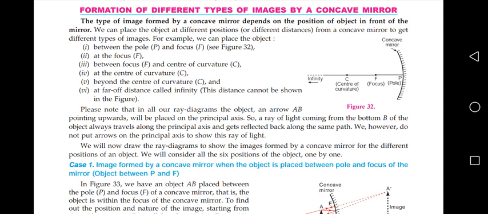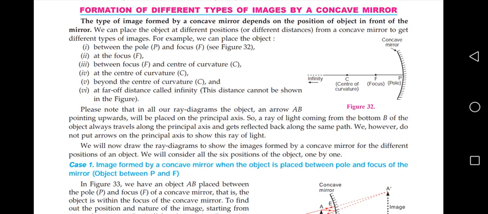Here, the different places where the object can be placed are: first, it can be placed between pole and focus, that is P and F. It can be placed at focus, that is F. It can be placed between focus and center of curvature, that is between F and C. It can also be placed at C, the center of curvature, and it can be placed beyond the center of curvature, and it can also be placed at a very far off distance called infinity. Okay, now let us look at all these cases one by one.